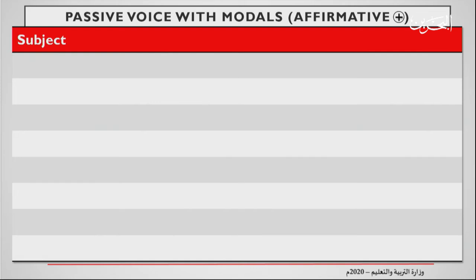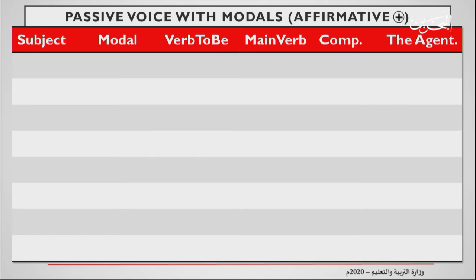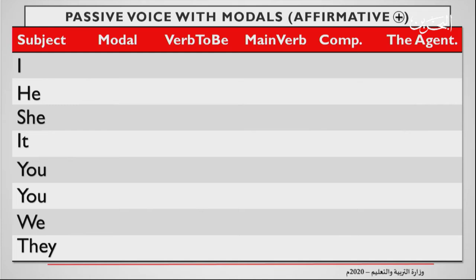You start with the subject, then a modal, then verb to be, then main verb, then complement, which means the completion of the sentence. And the agent should be an optional thing. Subject, for example, I. Do you remember all the pronouns? He, she, it, you as singular, you as plural, we and they. So we have 8 subject pronouns.